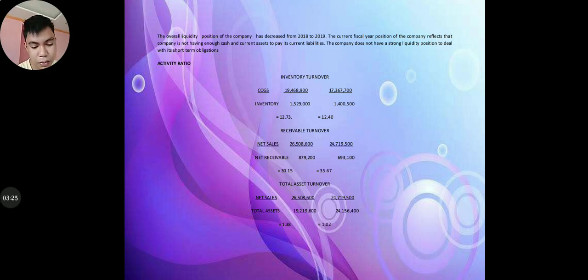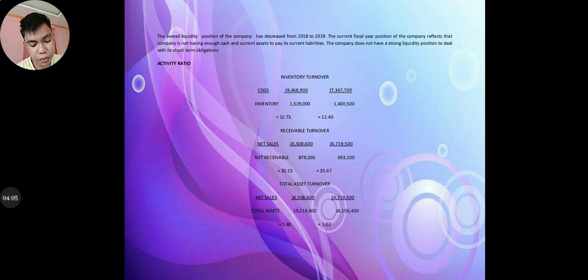Activity ratio. It's a type of financial metric that indicates how efficiently a company is leveraging the asset on its balance sheet. Inventory turnover is cost of goods sold over inventory. In 2019, they have 19,468,900 over 1,529,000 is equals to 12.73. In 2018 they have 17,367,700 over 1,400,500 is equals to 12.40.